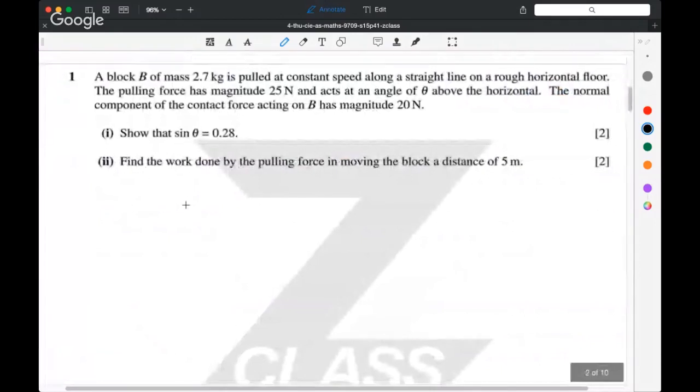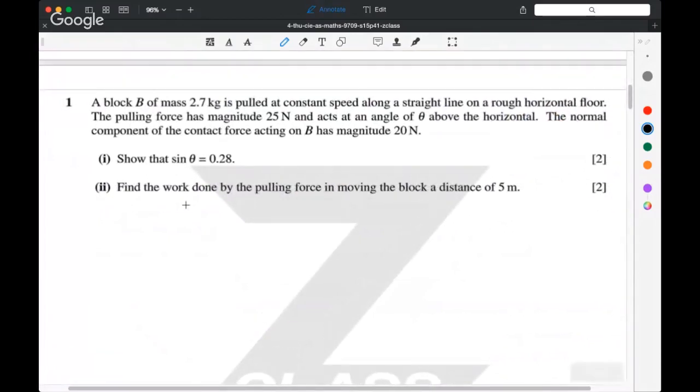And here we have our first question. We're talking about a block which is being pulled along a horizontal surface, and it's rough, so there's friction. So let's look at our situation. Our block. What forces do we have acting here? Well, it's always good to draw everything out.